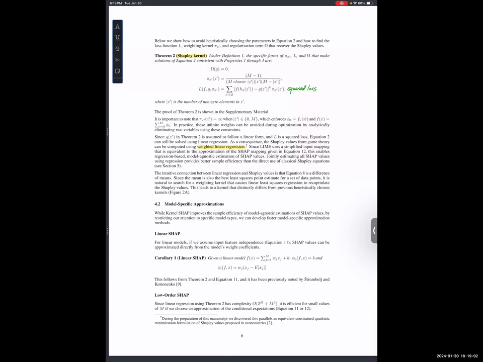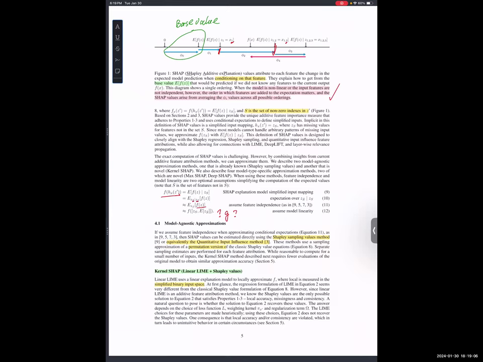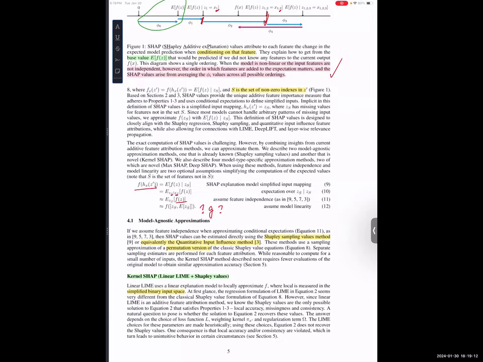People say teaching is the best way to learn. I just realized I didn't fully understand this equation 4. Sorry. I thought I understood this equation 4, but apparently not.